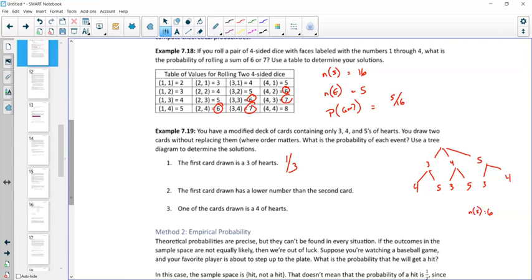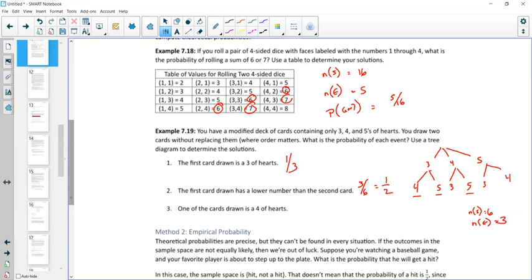The first card drawn is lower than the second. In this case it is, in this case it is, in this case it is. The number in our event is simply 3. So this is 3 over 6, or 1/2.